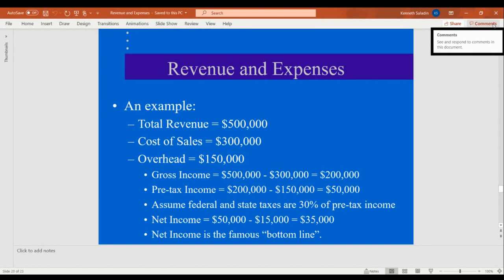Well, how can this happen? Well, it happens because of all the expenses that the company has. The variable expenses, which we call the cost of sales, and the fixed expenses, which we refer to as overhead.